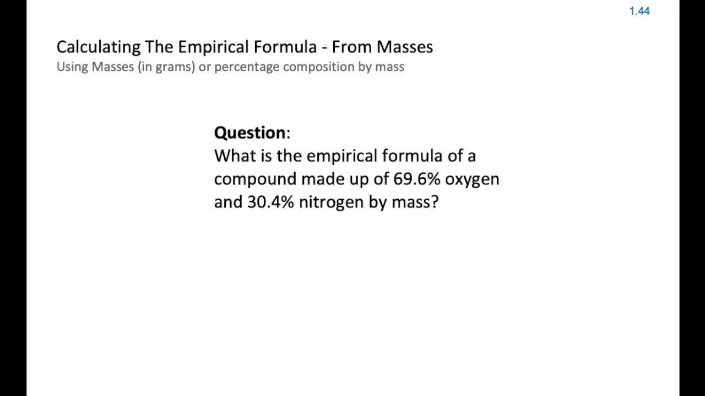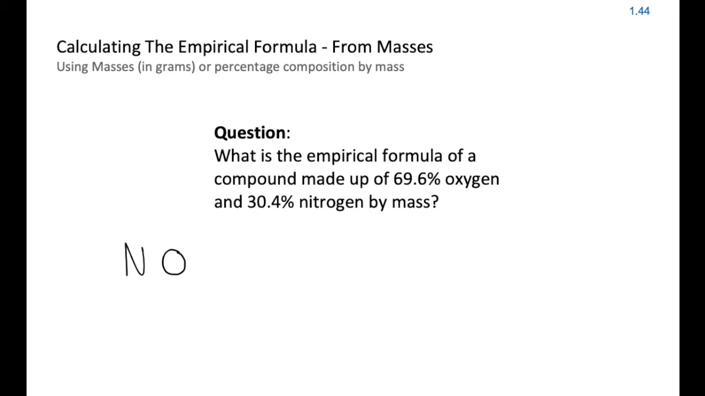And that might sound a little bit confusing, so I'll explain it using this first example. In this question, we are asked what the empirical formula of a compound is, which is made up of 69.6% oxygen and 30.4% nitrogen by mass. So we have this compound. We know that the only two elements are nitrogen and oxygen. Out of the total mass of this compound, 69.6% of that mass is the oxygen, and the other 30.4% is the nitrogen.